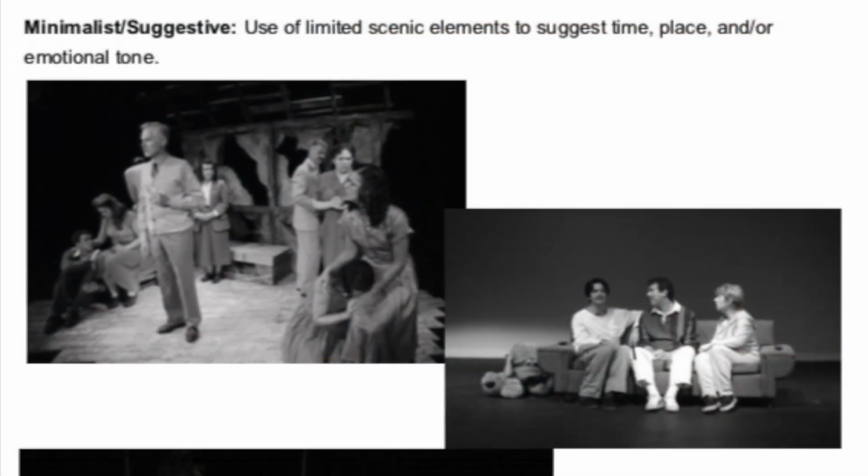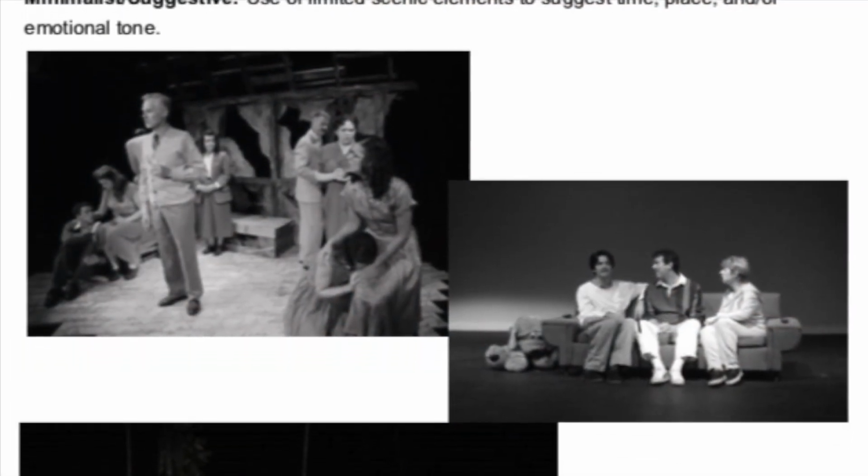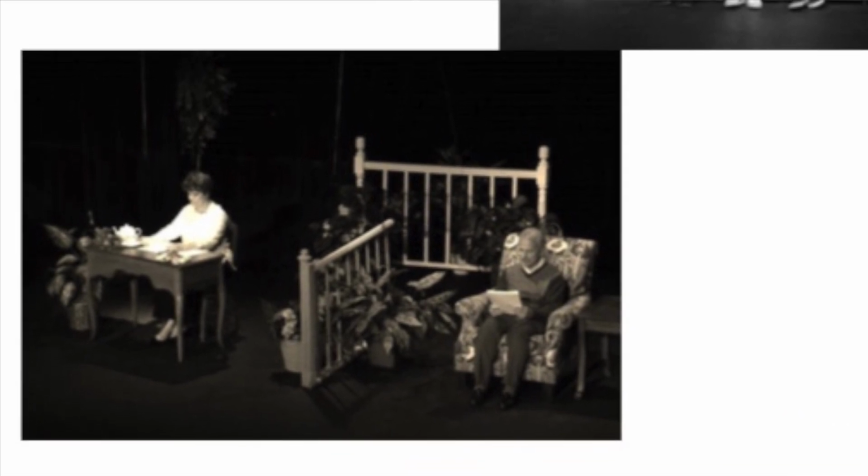The last one would be the minimal or the suggestive setting. This is where you really pare things down to the bare minimum. In fact, I'd say the top right one, Diary of Anne Frank, is a pretty large minimal set. But notice here, you've just got a sofa. Down here, you've got a couple of chairs, little decorative stuff, and that's it.